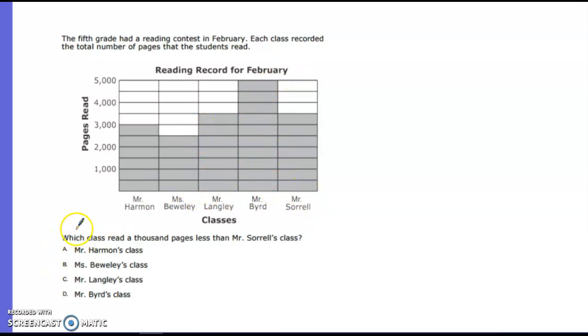Okay, so our question says, which class read 1,000 pages less than Mr. Sorrell's class? So which class, tells us our answer choice is going to be a class name, read 1,000 pages less than Mr. Sorrell's class? Well, before we can even solve it, we need to figure out how much Mr. Sorrell's class read. So let's look for that on our chart.